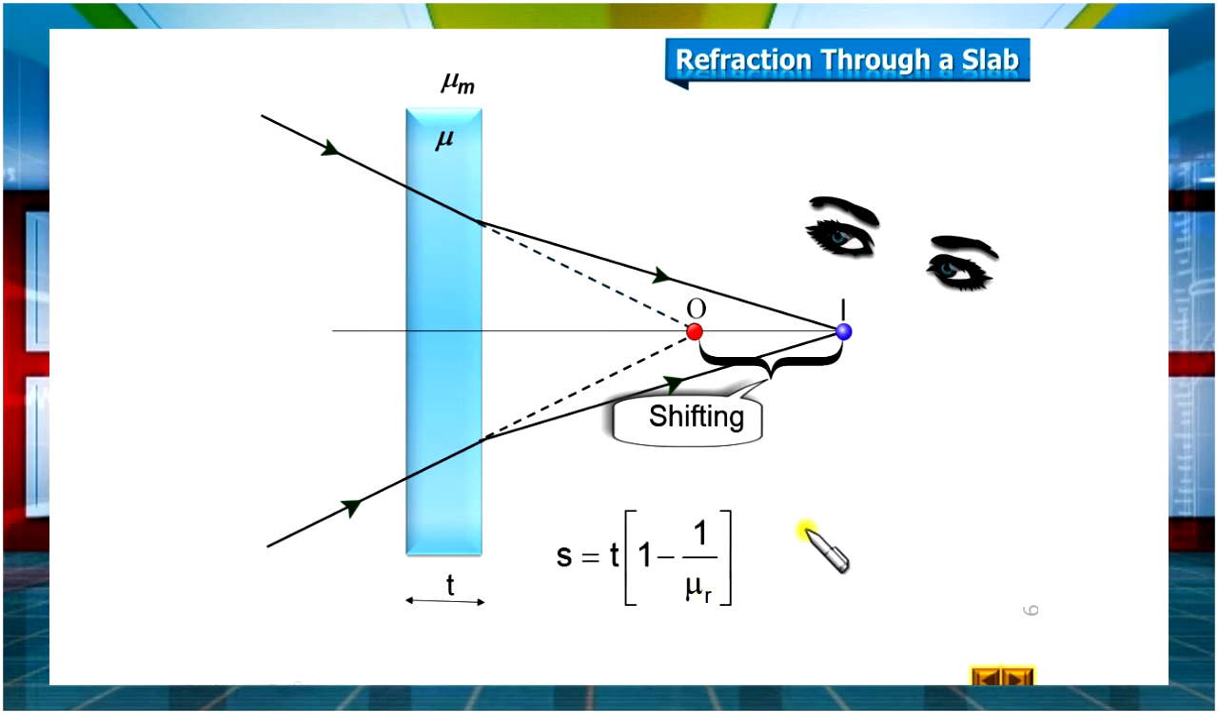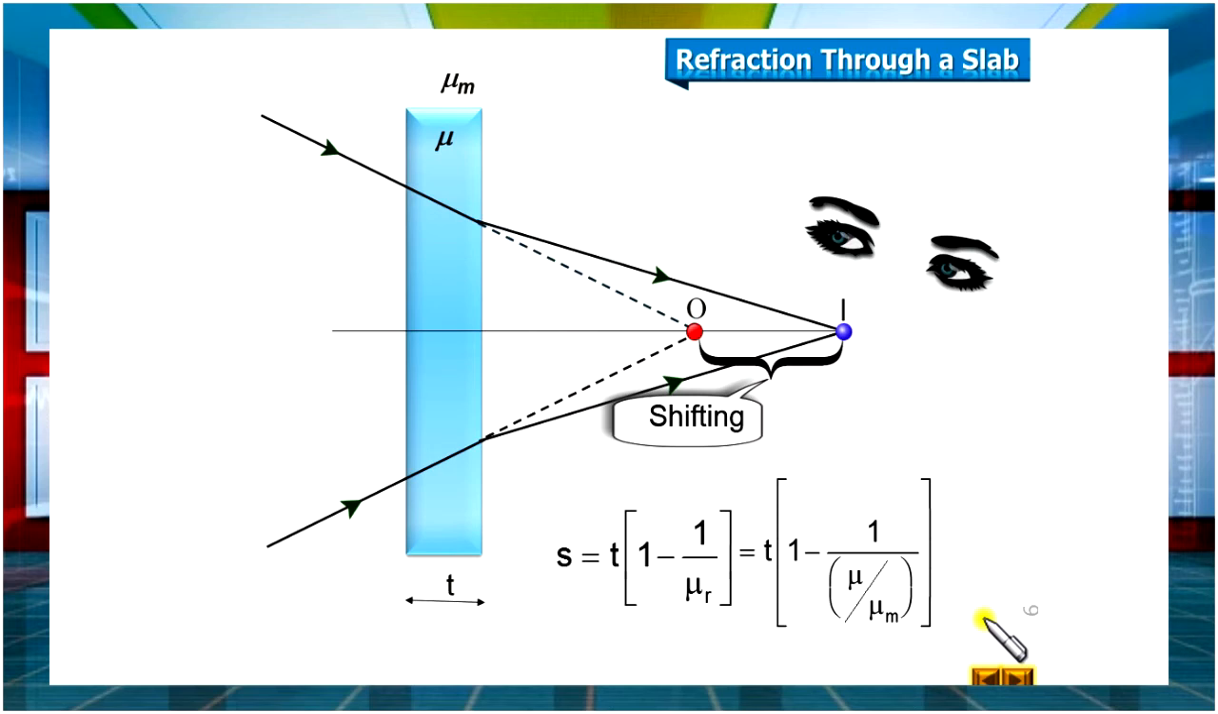And this mu r is nothing but the refractive index of the slab material divided by the refractive index of the medium. Right? And if the refractive index of the medium is greater than the refractive index of the slab, this shifting would have been negative. That means the final position of the image should not be here, it should be here. But in this case we have considered mu greater than mu m, so this shifting is positive. So up to this point we learned how to calculate the value of shifting in case of the real object and the virtual object. And we also learned when this shifting is positive and when it is negative. That means we have learned the theoretical part of this section, that is the refraction through a slab.